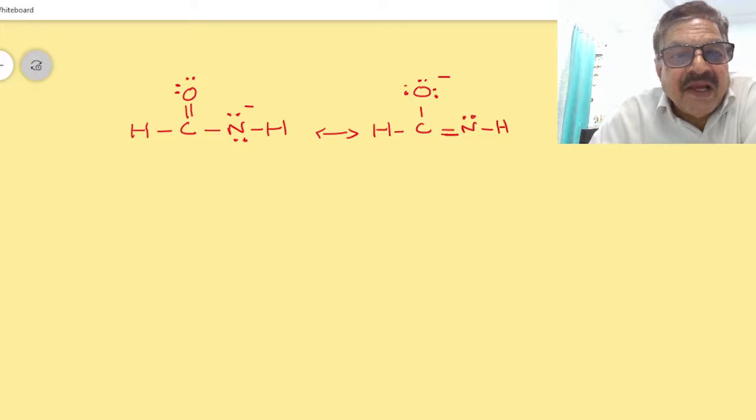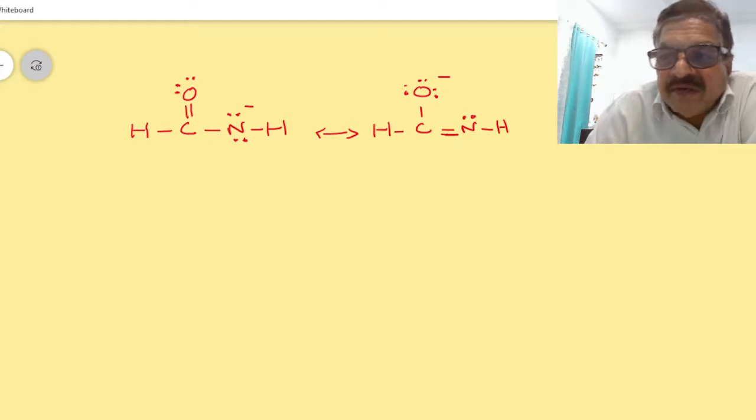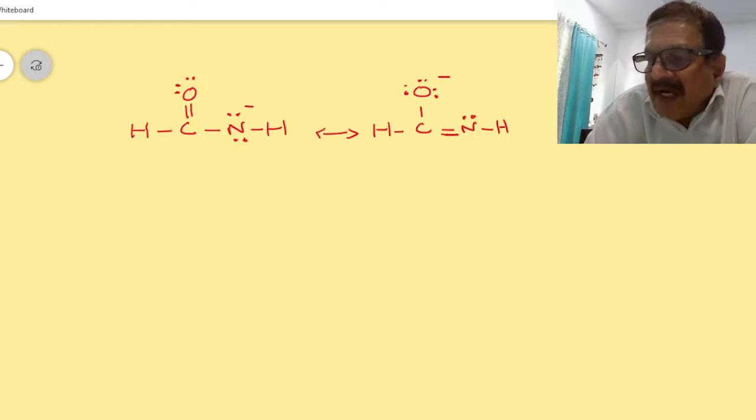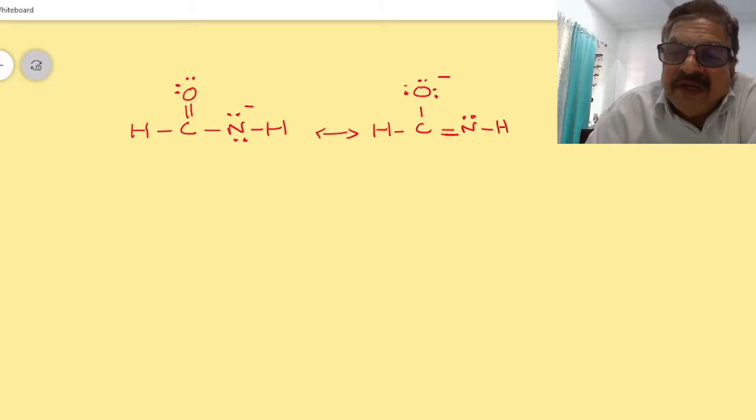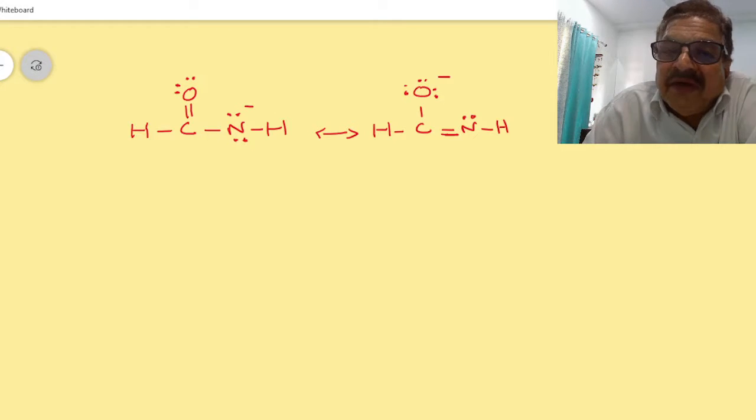Now we have seen that neither structure is a true representation of the anion here. Okay, the true structure will be a composite of both the forms. Some kind of a combination of both these structures is called a resonance hybrid here. Okay, now the resonance hybrid shows the characteristics of both resonance structures here. Okay, now in resonance, what is actually happening?